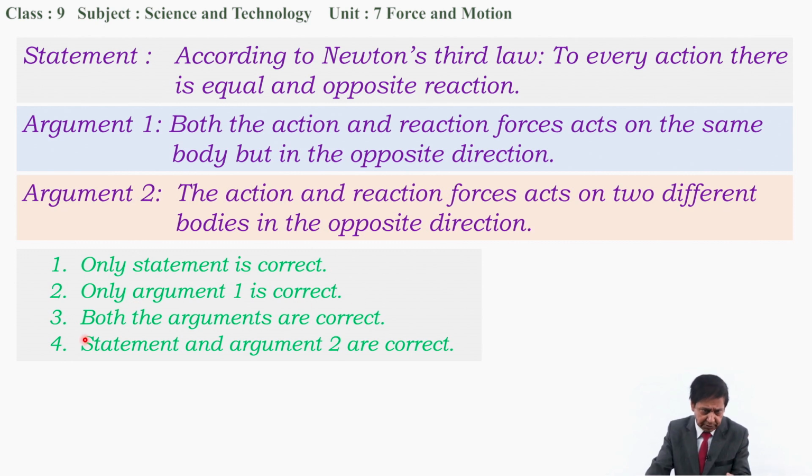Now let's go to option 3. Both the arguments are correct. This is not the correct option because argument 1 is found to be incorrect. The statement and argument 2 are correct. We know the statement is correct. But what about argument 2? The action and reaction forces act on two different bodies in the opposite direction. Yes, this is correct. That's why the fourth option is correct.